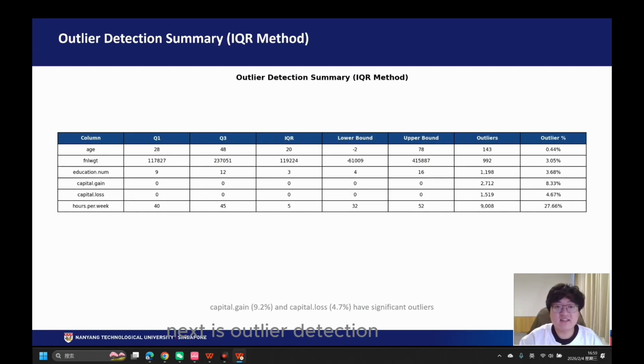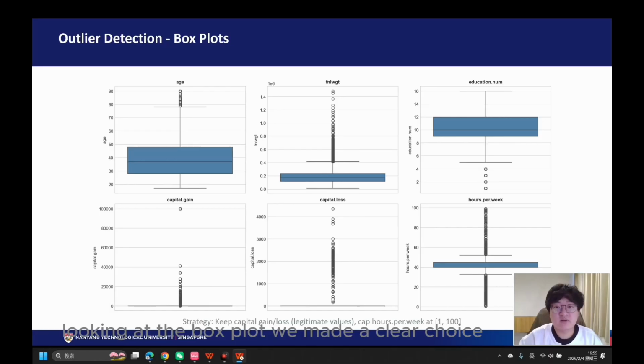Next is outlier detection. We used the IQR method to check features like age and capital gain. Looking at the box plot, we made a clear choice. We kept the outliers in capital gain and loss because they are real financial values. However, for hours per week, we limited the value between 1 and 100 to fix extreme cases.